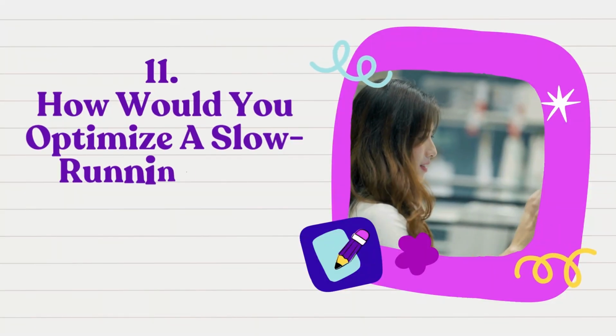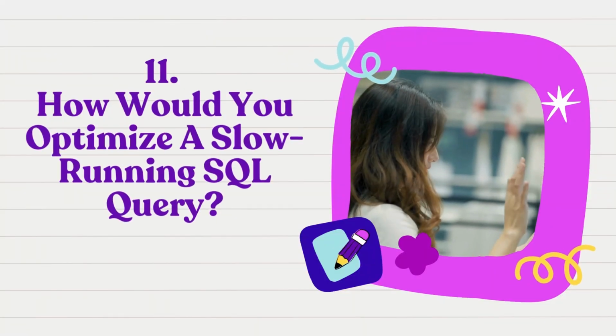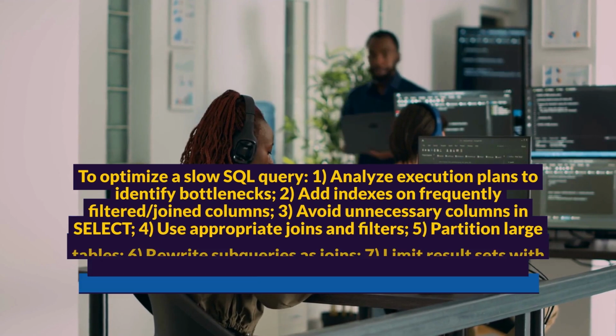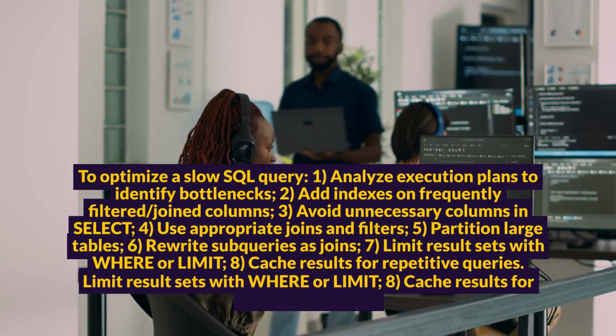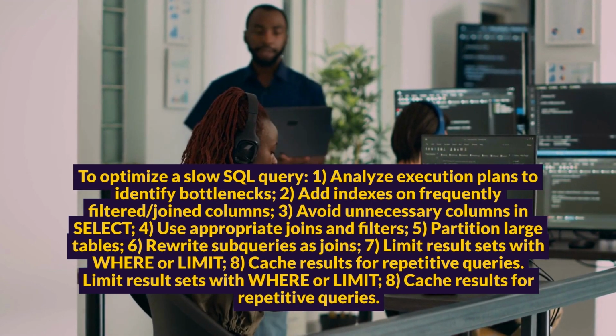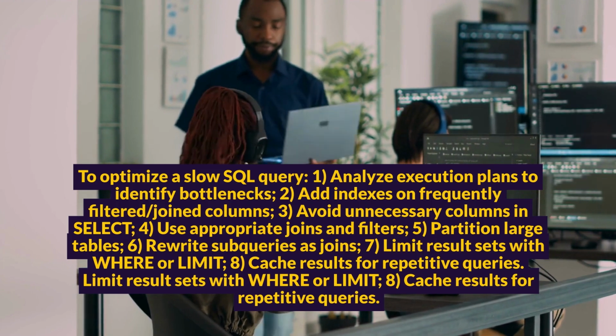11. How would you optimize a slow-running SQL query? To optimize a slow SQL query, 1. Analyze execution plans to identify bottlenecks. 2. Add indexes on frequently filtered/joined columns. 3.